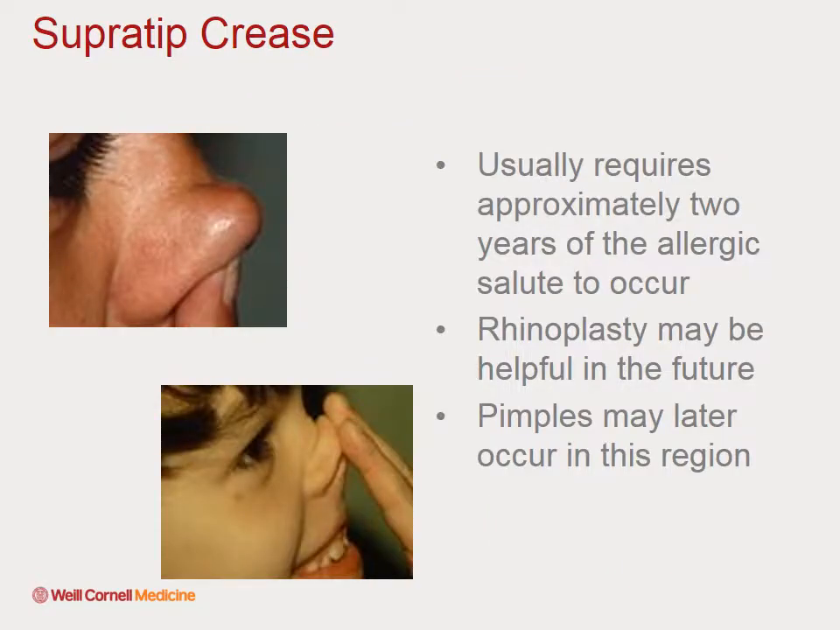And it can lead to this, which is a supertip crease. This requires about 2 years of the allergic salute, but actually that line you see in the nose can become permanent. You may need rhinoplasty in the future to help with that. And you can also get dermatitis and acne in those folds of the skin.